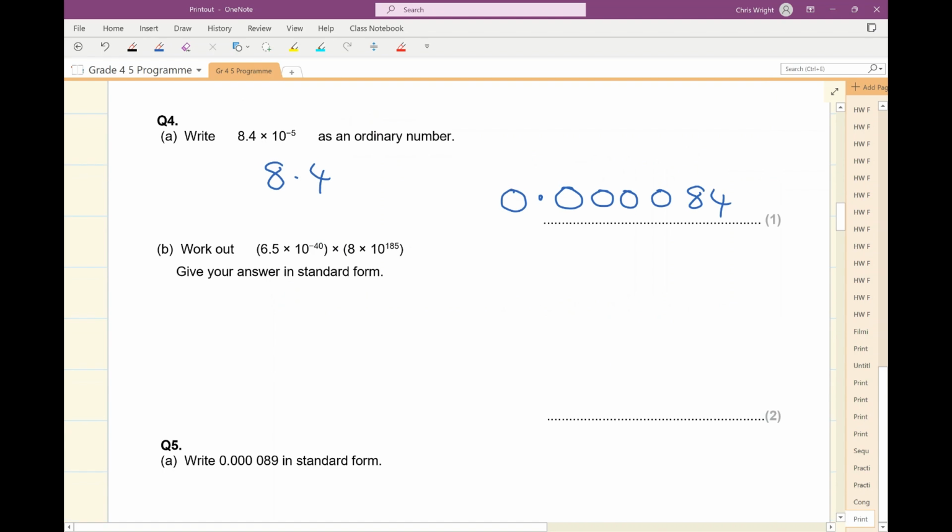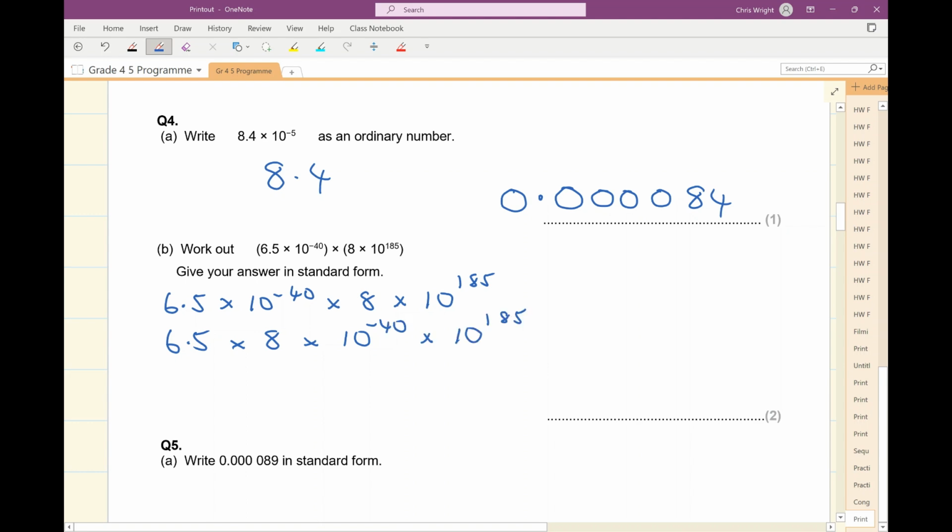Now, oh, it's another one of these. Look at this. 6.5 times 10 to the power of minus 40 times 8 times 10 to the power of 185. Well, I'll have to write that as 6.5 times 8 times 10 to the power of minus 40 times 10 to the power of 185. 6.5 times 8, I can do that on my calculator. 52 times 10 to the power of, remember, add those indices, 10 to the power of 145.